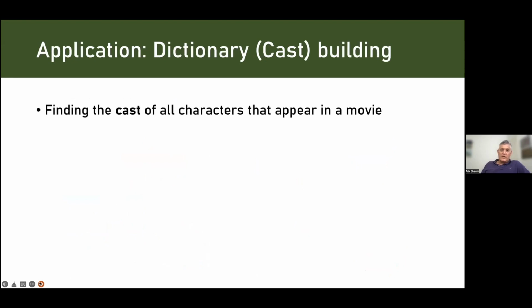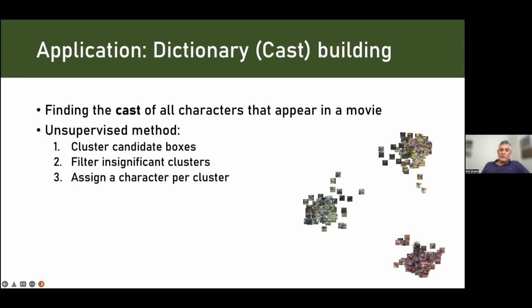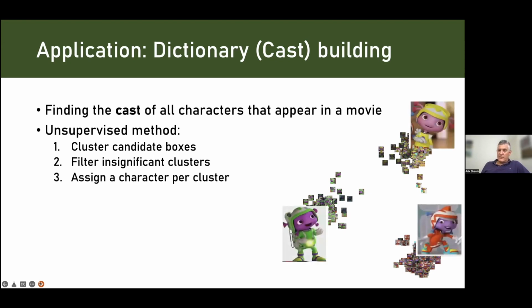So the first application we are using this for is really, as we called it, cast or dictionary building. So once we have a video, in an unsupervised manner, we can find all the characters that appear in this movie, right? Now, how do we do that? So we, first of all, train the mapping network, and then we map all the candidates to some semantic domain. In this domain, we cluster all the candidate boxes, as I've shown you before. And then we filter all the insignificant clusters, and for the large clusters, we assign one character or one representative for each cluster. And this allows us to find all the characters that appear in this movie.